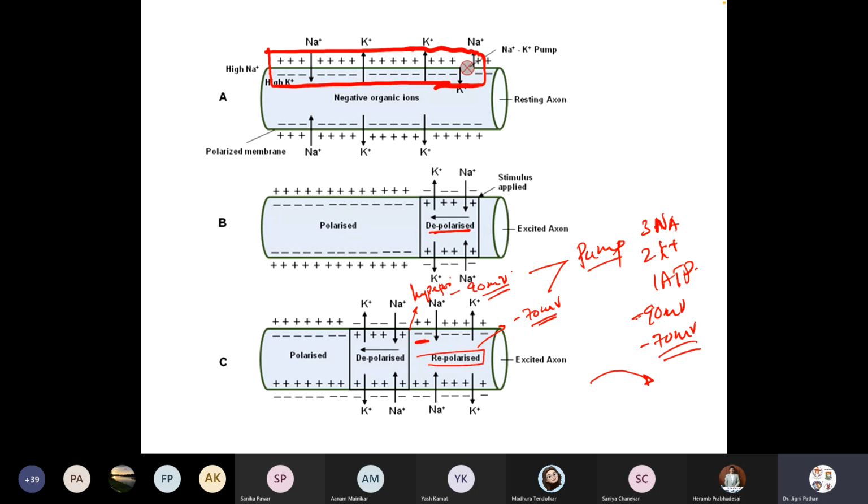Then again it will receive the stimulus. Again from minus 70, it will become minus 55 to minus 60 millivolt. Sodium channels open. Then it will reach plus 35 to plus 40. Then potassium channels open. Then again polarized to depolarized, depolarized to repolarized.